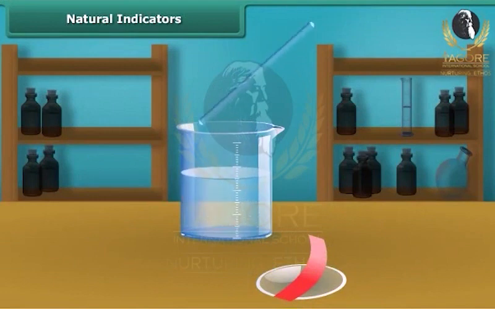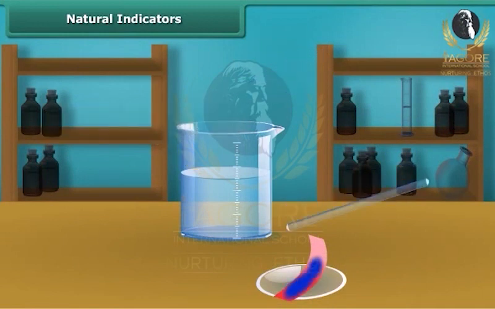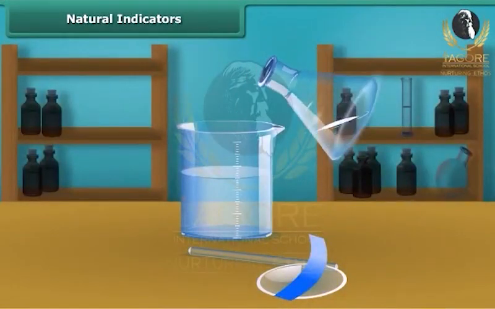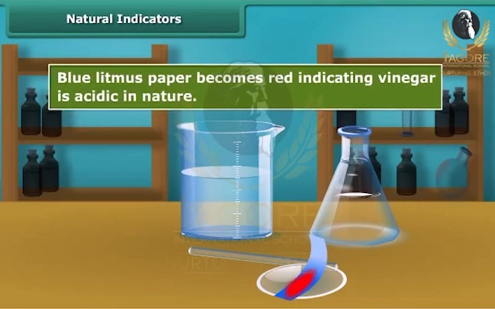Dip a clean stirring rod into the baking powder solution and then touch the wet stirring rod to the red litmus paper. Red litmus paper turns blue, indicating that the baking powder solution is alkaline in nature. Again, dip a clean stirrer into the vinegar solution. Put 1 drop on blue litmus paper. Blue litmus paper becomes red, indicating vinegar is acidic in nature.